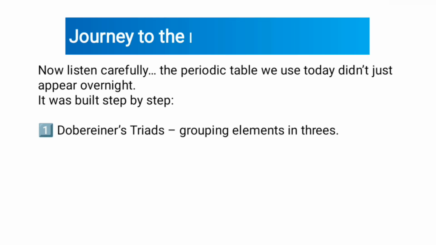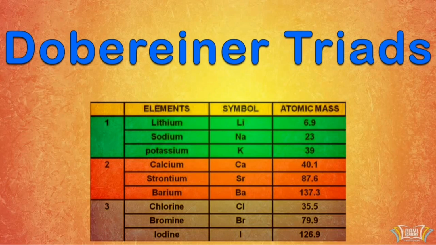Now, my dear student, the journey to the modern periodic table. Now listen carefully. The periodic table we use today didn't just appear overnight. It was built step by step. The first one is Dobereiner's triads, which is grouping elements in threes.